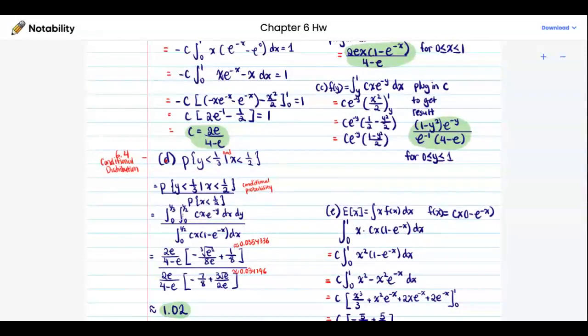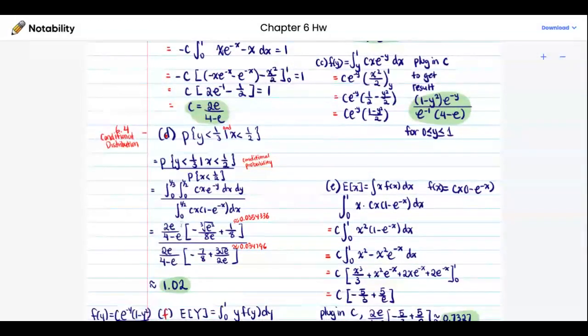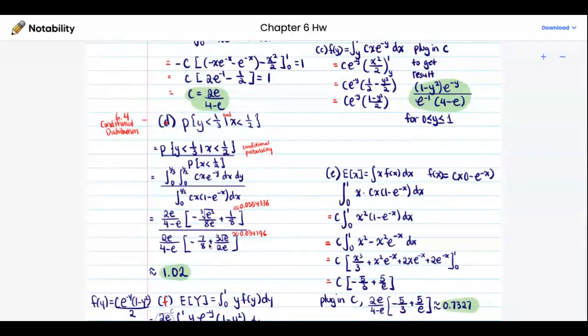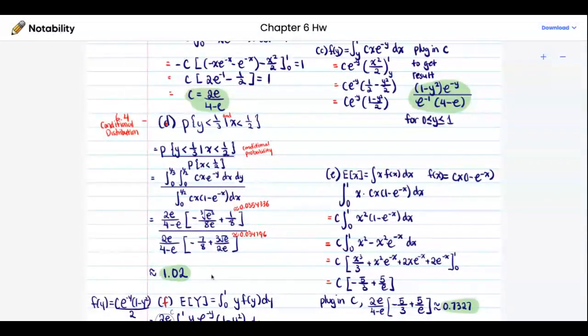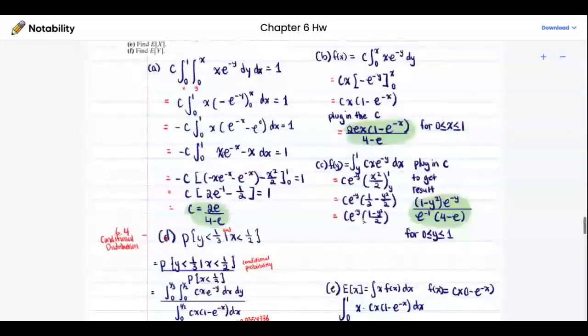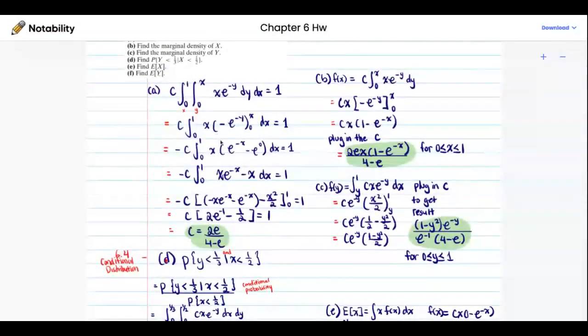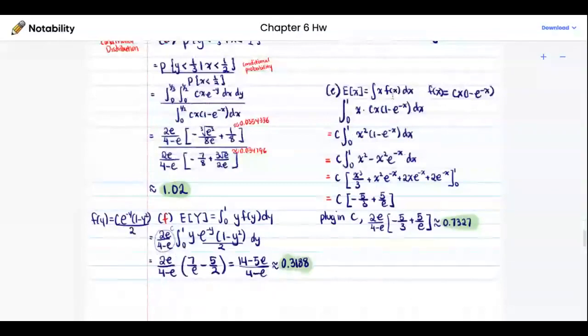The integral from 0 to 1/3 and 0 to 1/2 of c times x times e to the negative y dx dy, over the integral from 0 to 1/2 of c times x times (1 minus e to the negative x) dx. And solving this big integral, we get that the result is 1.02. And then for part E, we find the expected value of x.